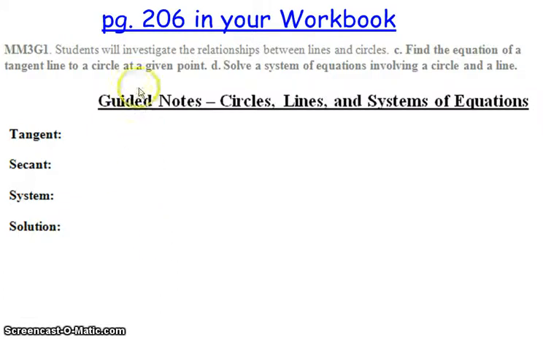Now, I know this year it's on page 206 in your workbook. It may be different each year, just make sure you pay attention.